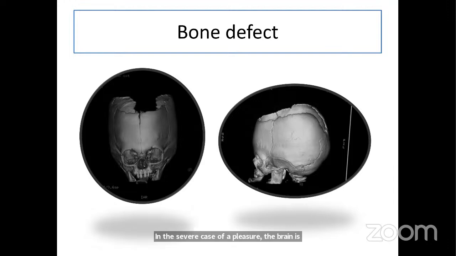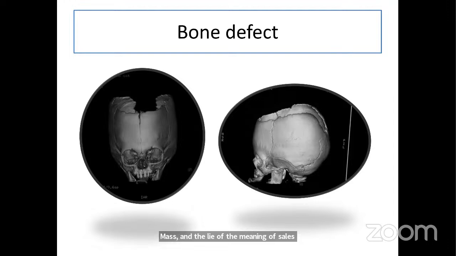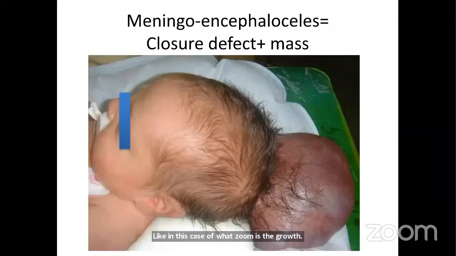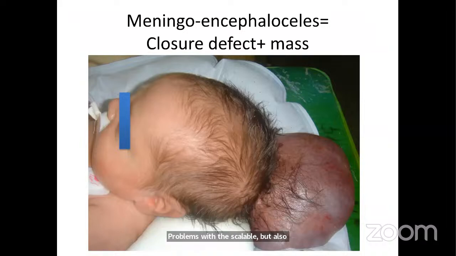In other cases, and this also will be dealt with later, there is the problem of the closure defect with a mass, the meningoencephalocele, and sometimes you can have problems like in this case of one suture, which affects the growth and shape of the skull, the simple synostosis. You can have complex synostosis, in which you can have problems with the skull vault, but also the skull base, the face, problems with the CSF, and several other elements that will be presented later.